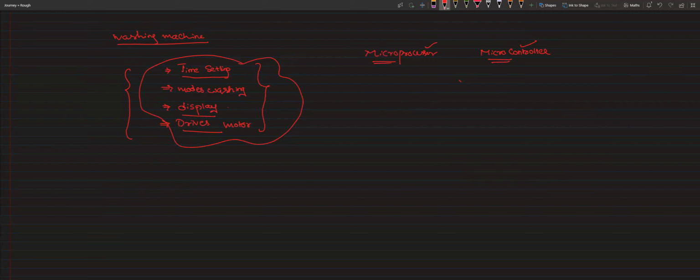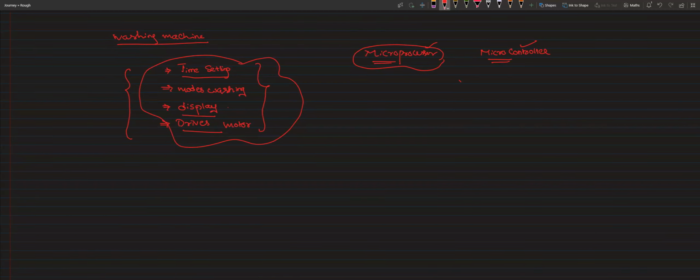If I consider a microprocessor, it is for complex computation, like digital signal processing or complex image processing. In your mobile, you use a lot of applications, like image editing and image processing. But in the washing machine, do we have such large scale complex computation?